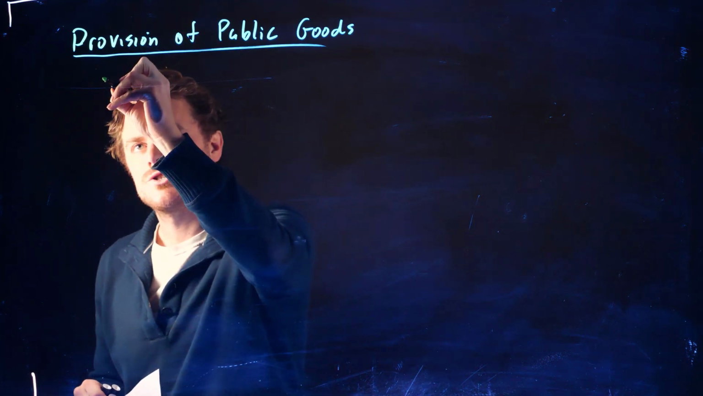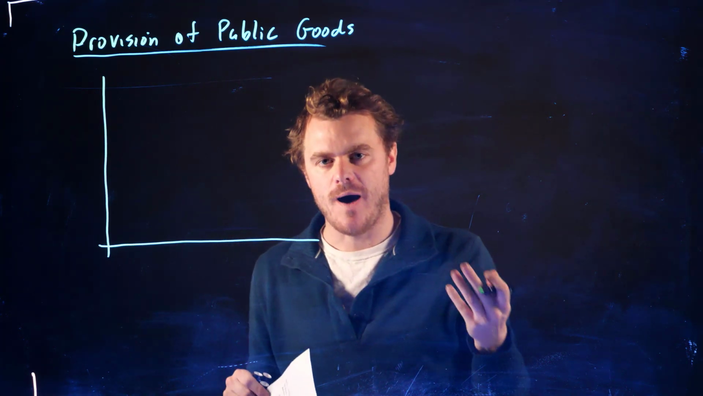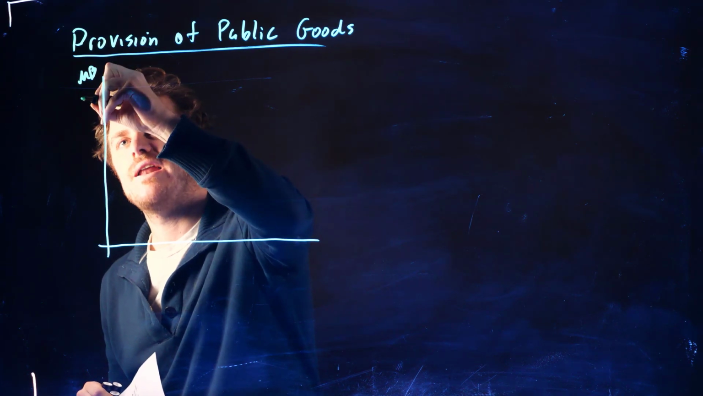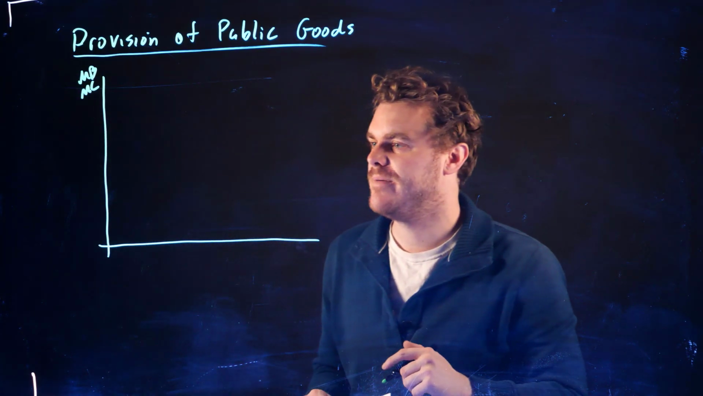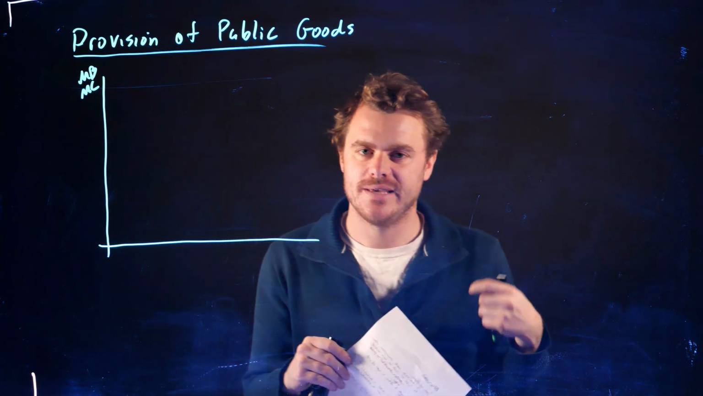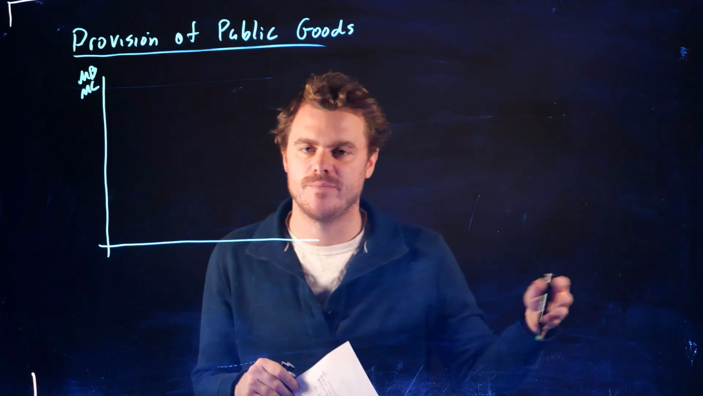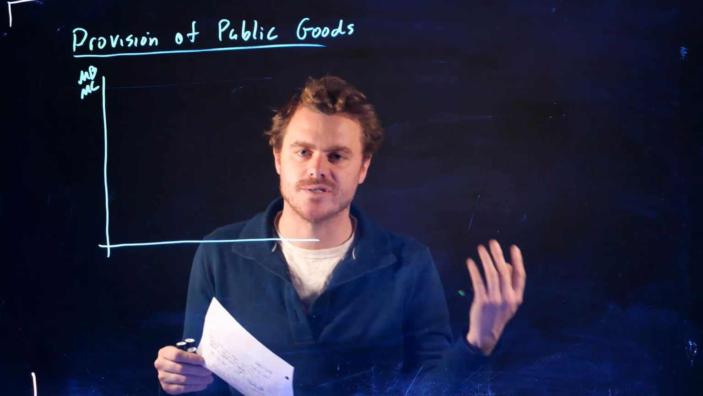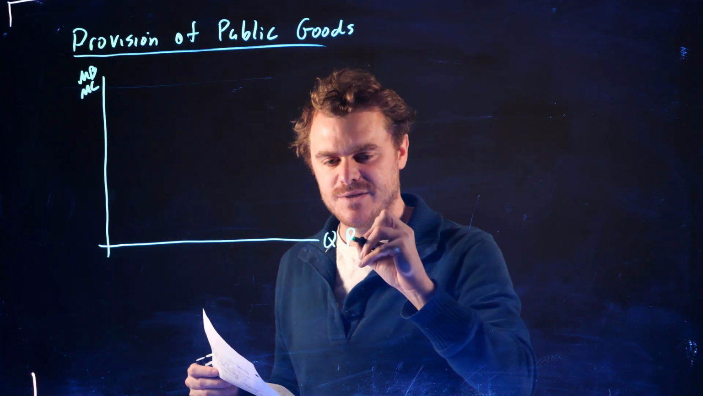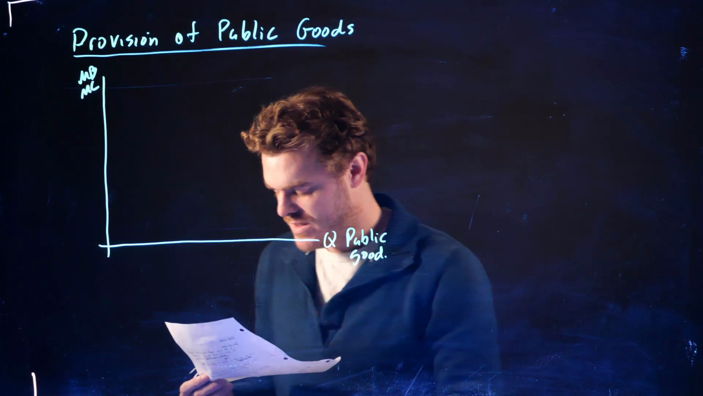Let's draw a diagram and think about how much of these public goods would be optimal in our society. We're going to have the marginal benefit and the marginal cost on this axis. Just thinking about the demand and supply curves, because we're thinking about the marginal cost to society, and the demand curve would be the marginal benefit for a person or to society. And this is the quantity of this public good, whatever it might be.